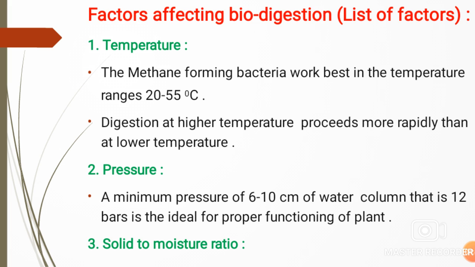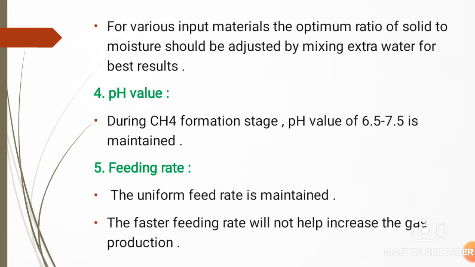The third parameter is the solid to moisture ratio. Solid to moisture ratio means the consistency of the slurry in the biogas plant should be proper. For that we add some quantity of water. For various input materials, the optimum ratio of solid to moisture should be adjusted by mixing extra water for the best result. In order to obtain the best solid to moisture ratio, we add some water to the slurry and get the proper concentration. Then we get the best result from that plant.